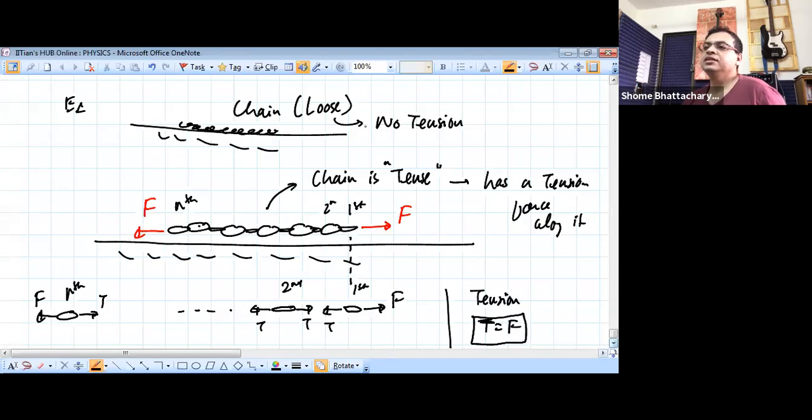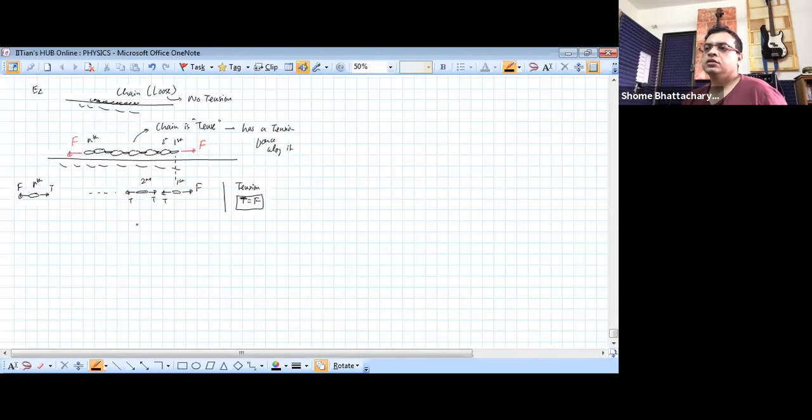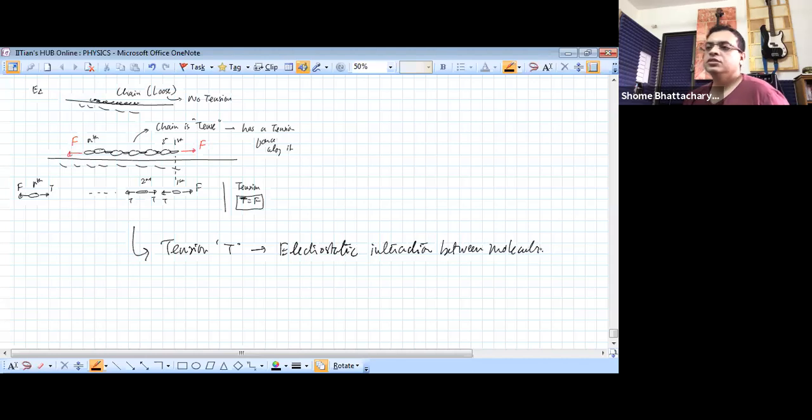So again, this tension T is what type of force at the fundamental level? This tension T is again electrostatic interaction between molecules. Since you guys have a class coming up in 5 minutes or so, I'll wind up here.